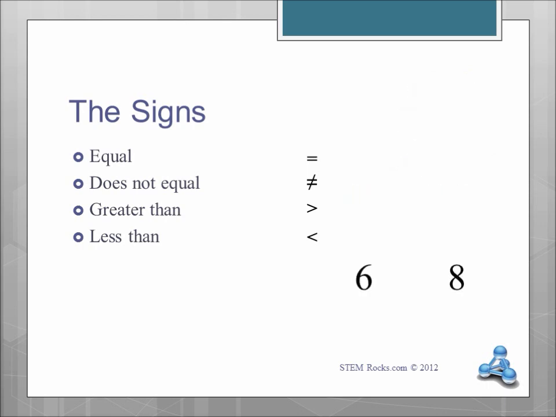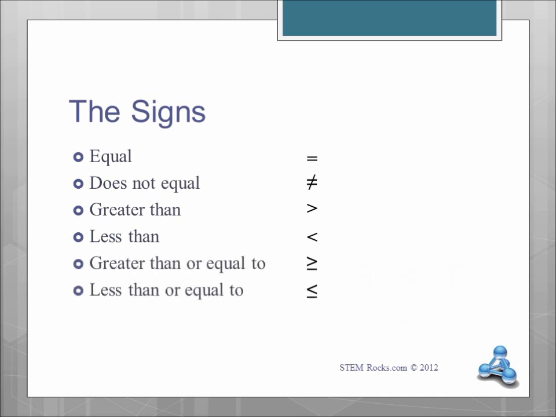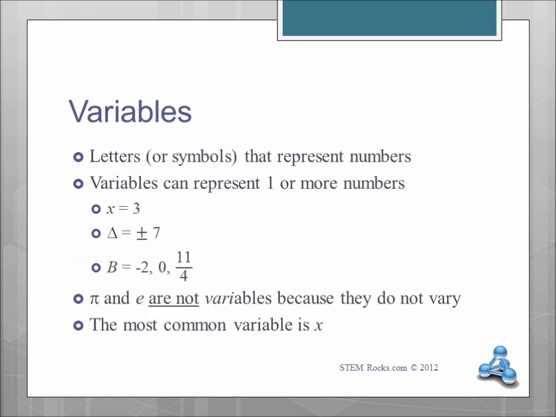Okay? So, if we have an example, 6 and 8, and we want to use a sign to show how these numbers are related, remember the alligator eats the biggest one. The biggest number is 8, so that's the number the alligator is going to eat. The sign is less than, so 6 is less than 8. We also have greater than or equal to, and less than or equal to.